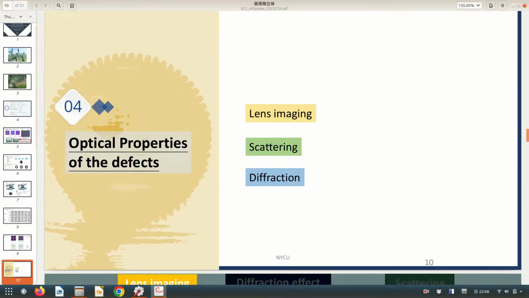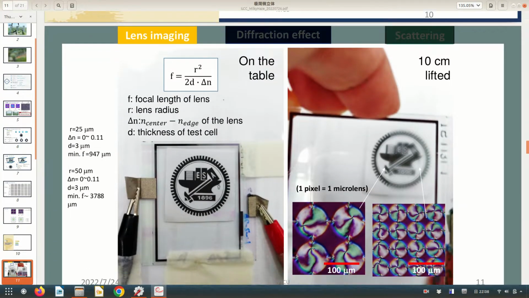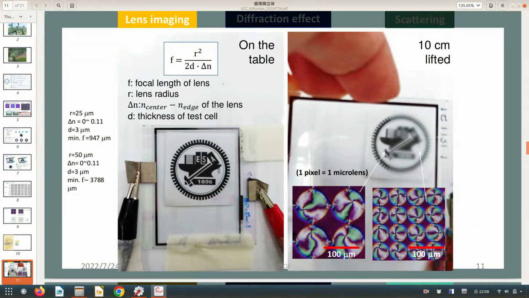And here we would like to discuss the 3 important optical properties here: lens imaging, scattering, and diffraction. First, we start from lens imaging. But honestly, this is very hard to see from the picture right here. I have to just try to describe what we see here.